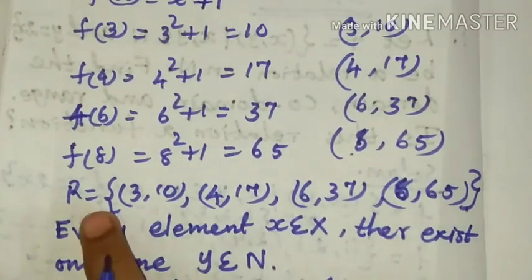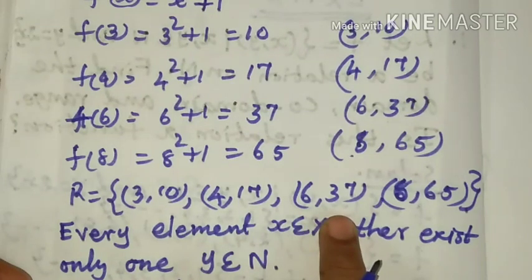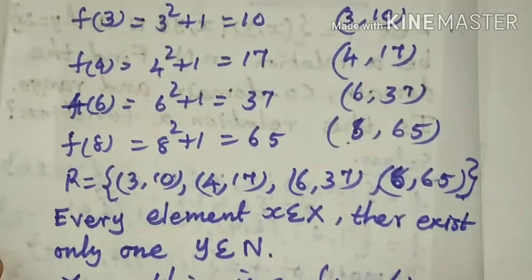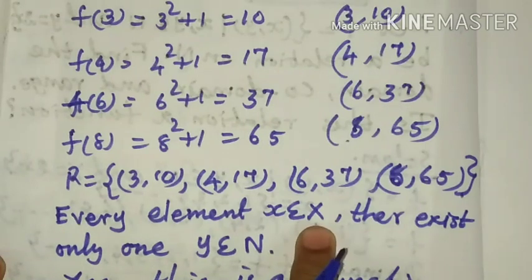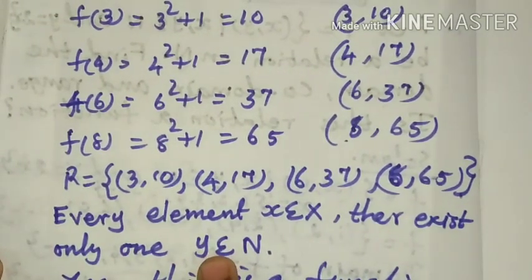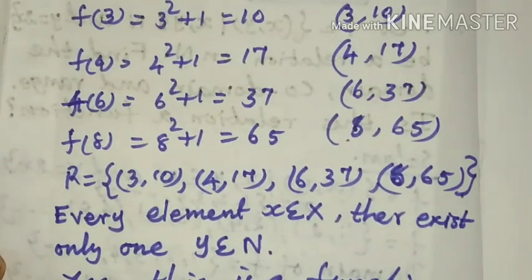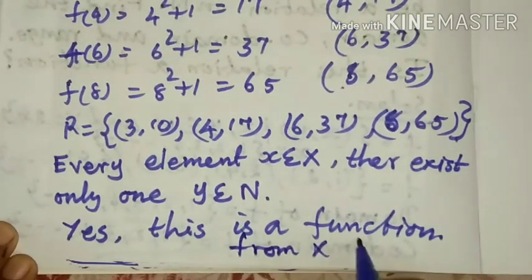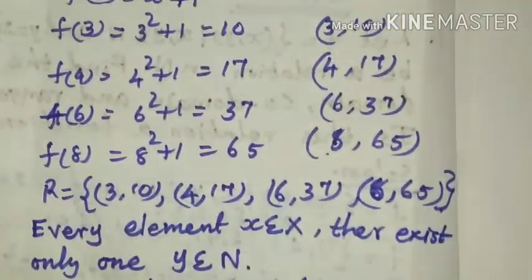Therefore, the relation's ordered pairs are 3 comma 10, 4 comma 17, 6 comma 37, 8 comma 65. See, here also for every element x belonging to set X there exists only one y belonging to natural numbers. Therefore, it is a function from X to N. That's all the answer for this question.